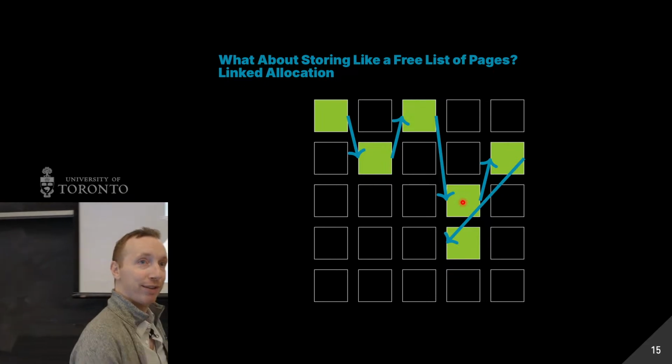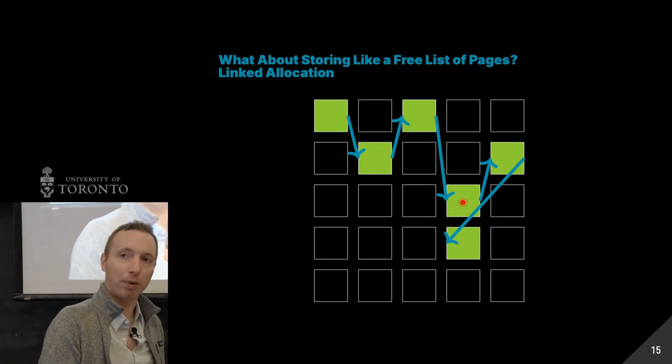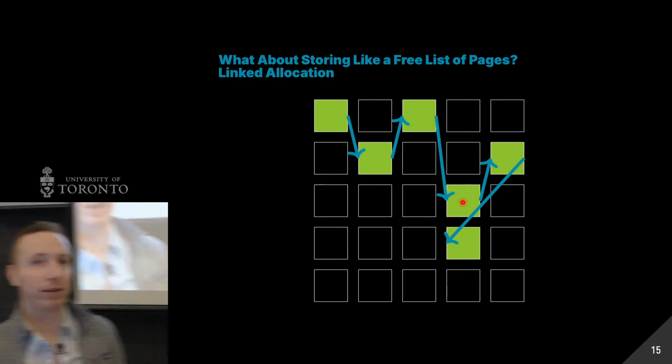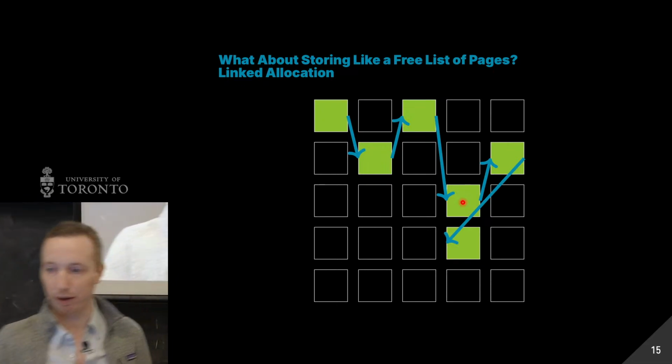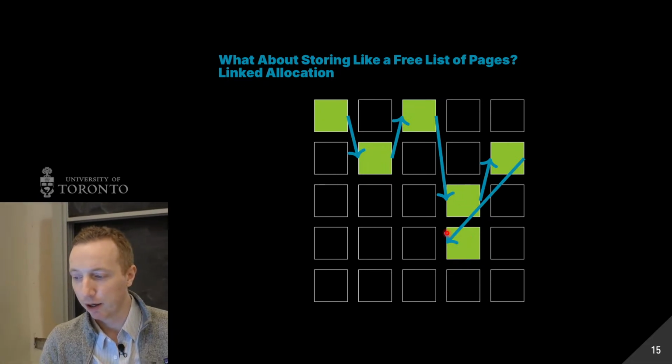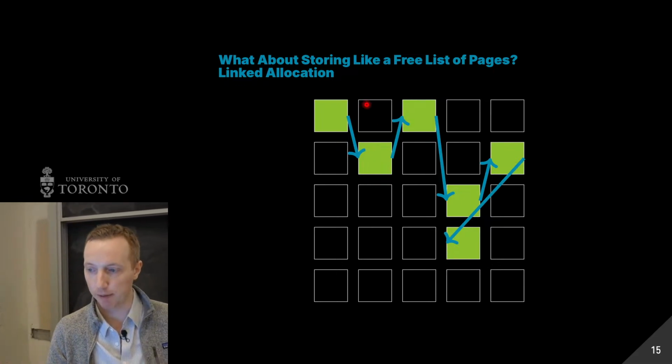So this solves that external fragmentation problem, because one block is as good as any other block. None of them are ever wasted. I just point to it. If I want to make this file bigger, I just grab any block and then point my next pointer to it, and I'm done.